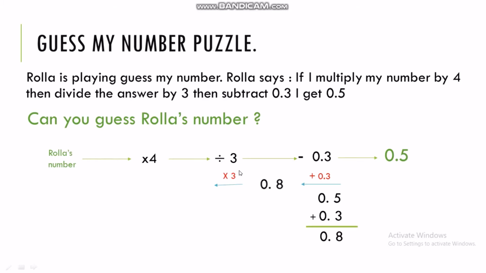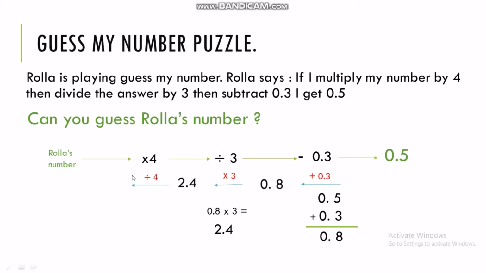Now Rula divided by 3. We will multiply by 3. 0.8 times 3 is equal to what? Ignore the decimal point. 8 times 3 is equal to 24. 0.8 has one decimal place. This means that the answer must have one decimal place, and the answer will be 2.4. If you feel that you don't understand this step, I'll refer you back to a mental and long multiplication video. So now, Rula's answer till now is 2.4.